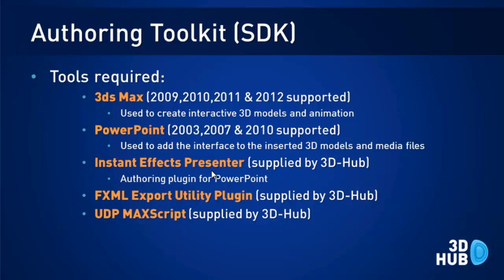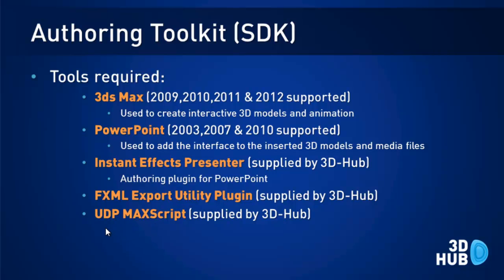Instant Effects Presenter is a plugin for PowerPoint which effectively just collects the data that we export from 3D Studio Max and allows you to add an interface and control the assets that you're exporting. And the final two things are the FXML Export Utility plugin here. That is the plugin for 3D Studio Max which exports the assets, as I said, to allow them to be imported into PowerPoint. And finally is the UDP Max script.